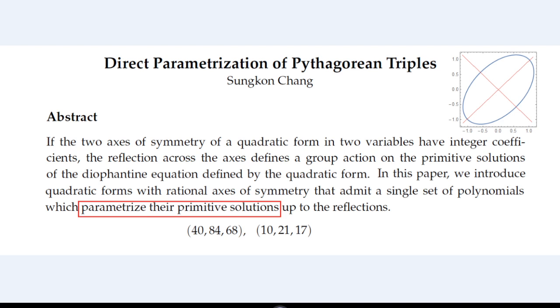The important part is parameterizing the primitive solutions. Indeed, there are examples of equations for which the standard parameterization never generates a primitive solution and any of its reflected versions. Let us introduce the theorem.